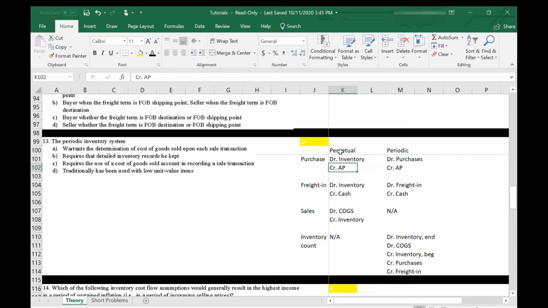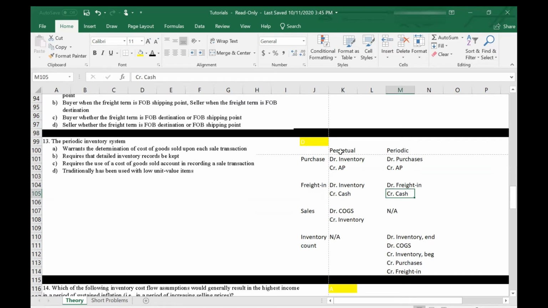How about if there's freight in? Again, freight in. If it's perpetual, you debit inventory, you credit cash. Or if hindi mo siya bayaran, it's accounts payable. If it's periodic, you don't maintain an inventory account, usually. You debit it to freight in and you credit it to cash.